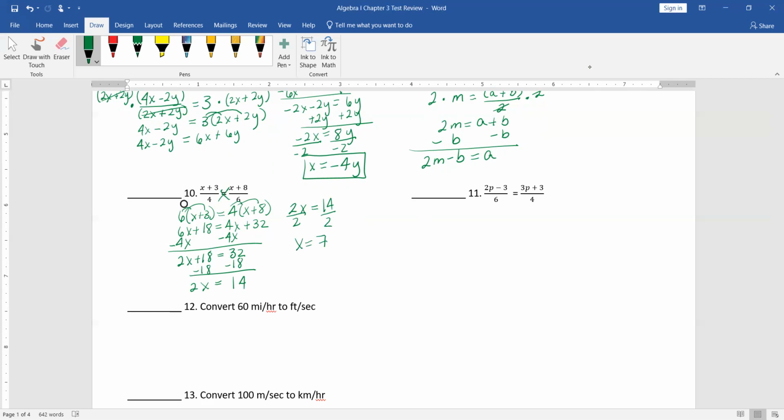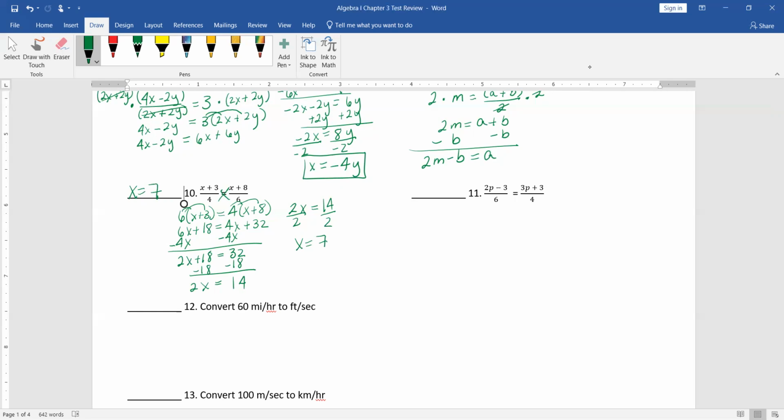Now, if you are not sure you have done something right, take that value you solved for x, plug it back into your original equation. If you look back up right up here by the number 10, then you see 7 plus 3 is 10. 10 over 4 simplifies to 5 over 2. And then plug in the 7 for the x on the right side, and 7 plus 8 is 15. 15 over 6 also simplifies to 5 over 2 because 3 divides evenly into both. So you end up with 5 over 2 equals 5 over 2, and that's a true statement. So we know we're right, x equals 7.